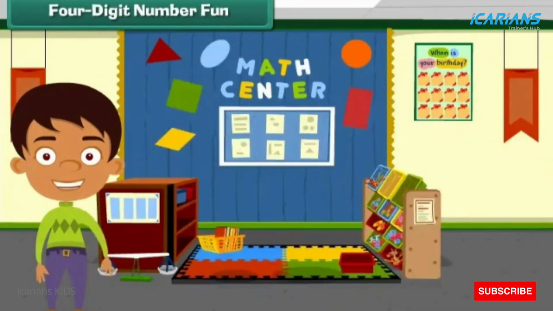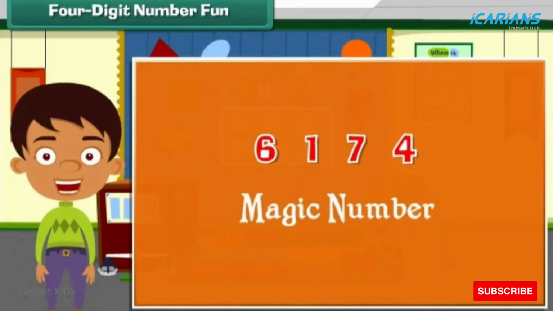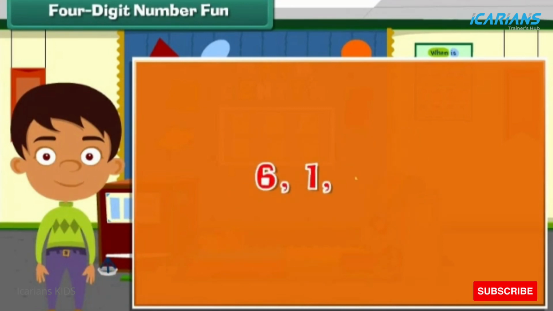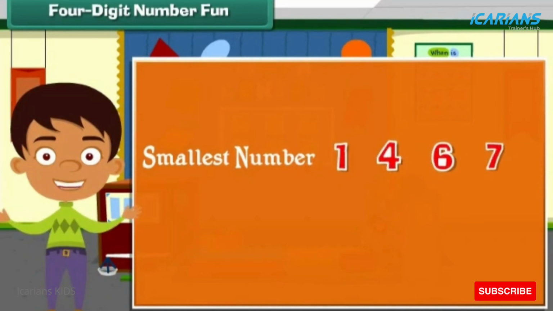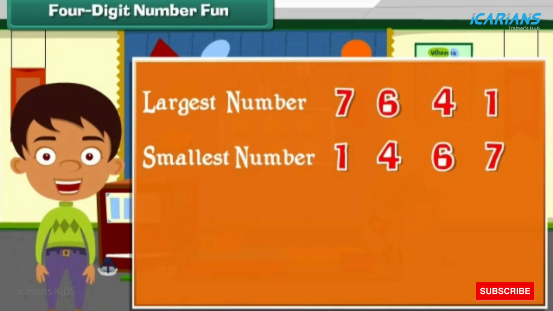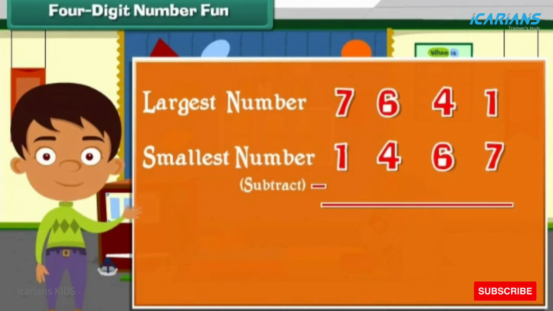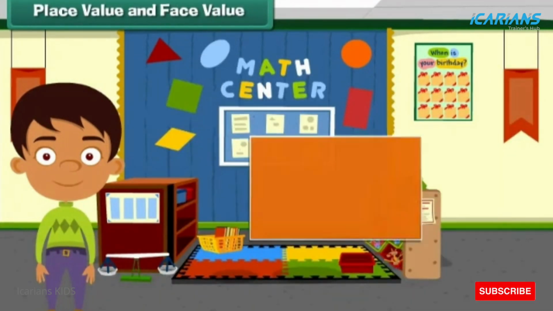Four-digit number fun. Look at the number 6174. It is a magic number. Form the smallest and largest four-digit numbers using the digits 6, 1, 7 and 4. The smallest number formed is 1467. The largest possible number is 7641. Now subtract 1467 from 7641. The difference is 6174.